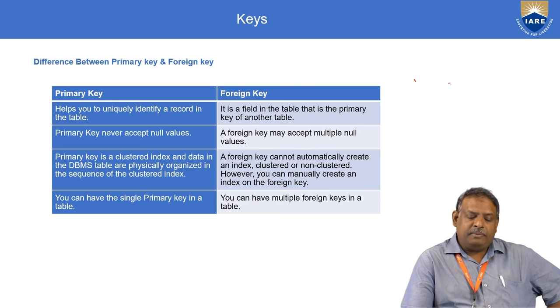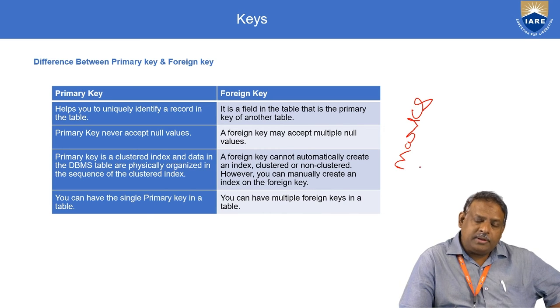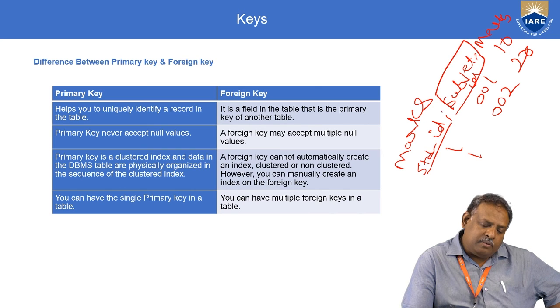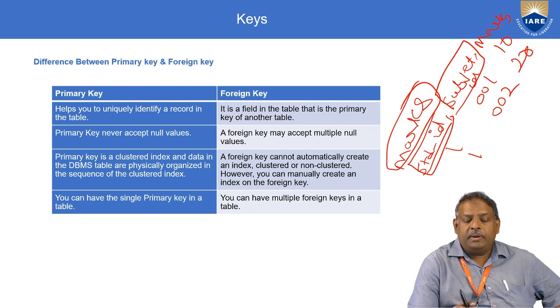For example, I have the marks table having the following columns: student ID, subject ID, and the marks. Student ID 1, subject ID 001, marks 10. Student number 2, subject ID 002, marks 20. So you can have multiple foreign keys in one table, whereas there would be only one primary key in a table.